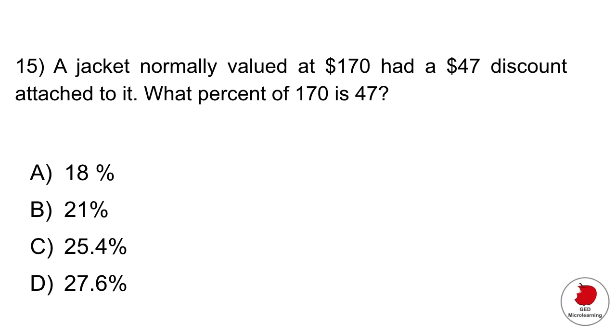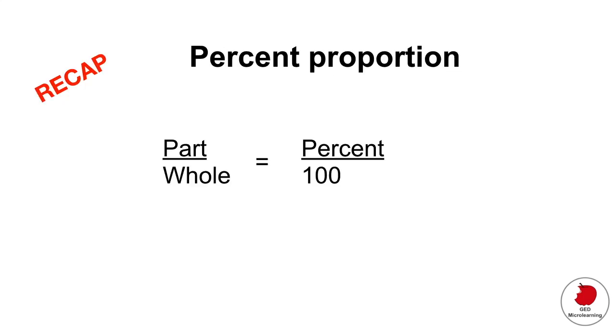Okay, question 15. A jacket normally valued at $170 had a $47 discount attached to it. What percent of 170 is 47? Okay, so here what you have to do is set up a percent proportion. And just to recap, this is the formula that you should use.